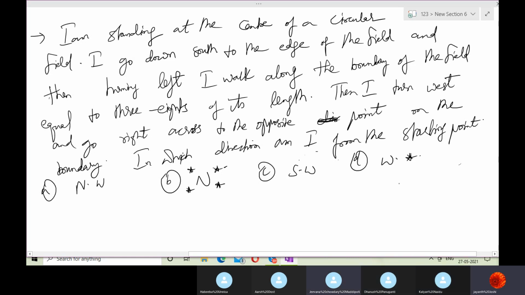So I will make a circular field. Fine. So what should I do now? I am at the center. Now what is happening? I go down south. Keep point A, sir. Okay, I shall keep point A. So I go down south to the edge of the field, and then what am I supposed to do? This is right, this is left. I should take a left turn. Correct? And I'm just walking on the boundary.